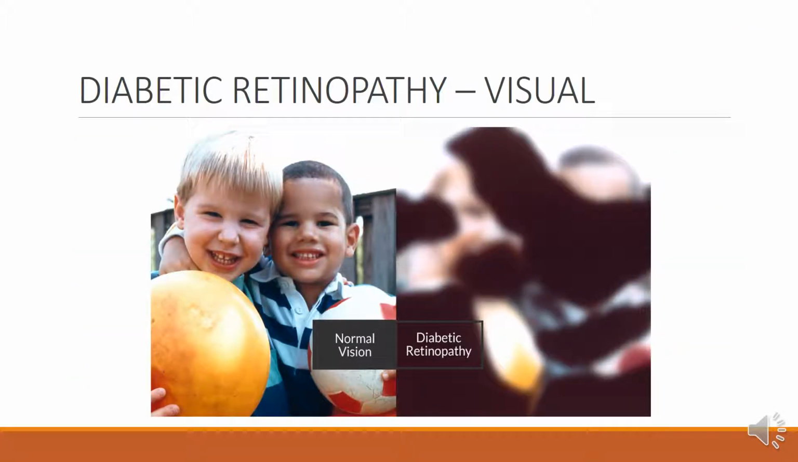And as you can see, this is just a severe case of diabetic retinopathy where they have all of these areas of vision that they can't see, and their vision they do have is blurred because of that issue with the retina.